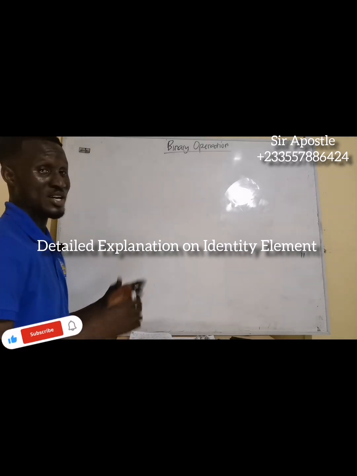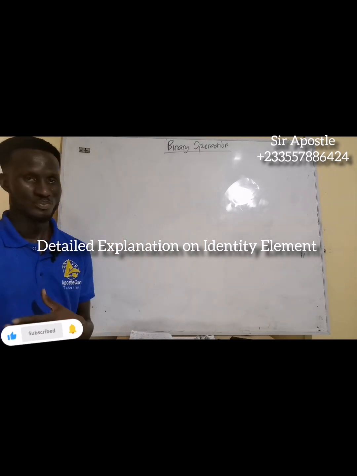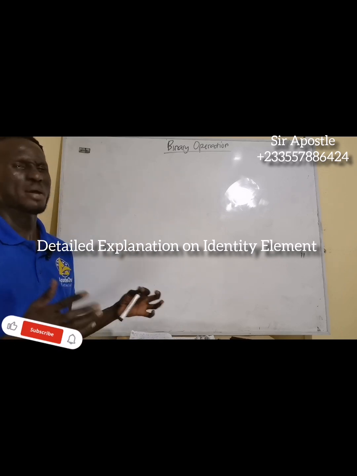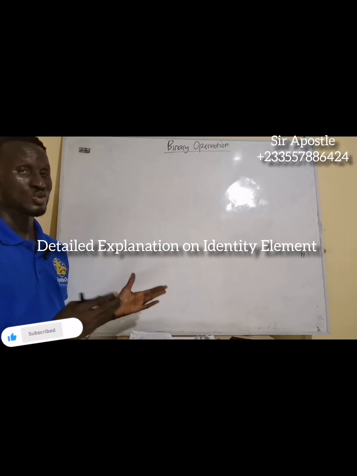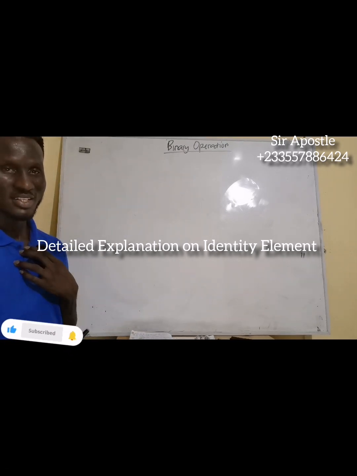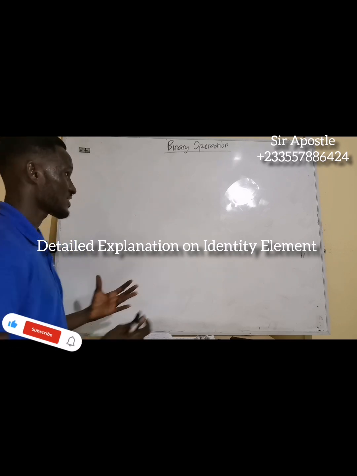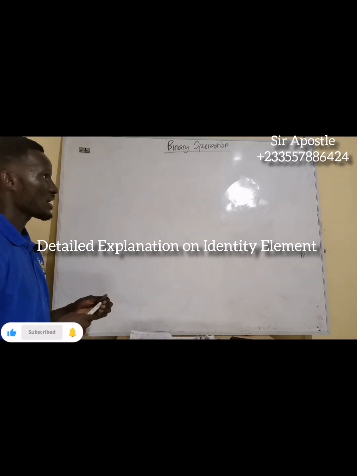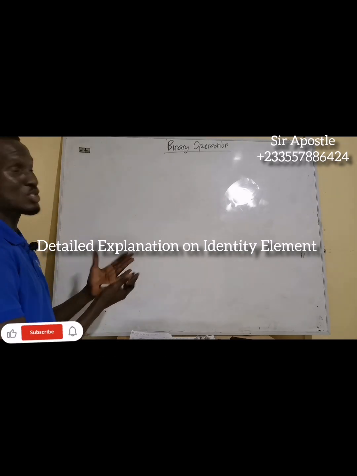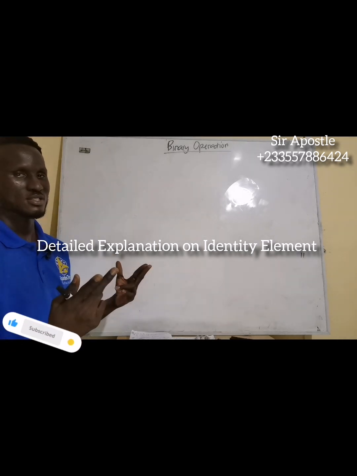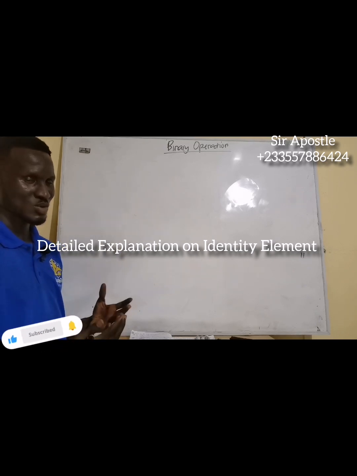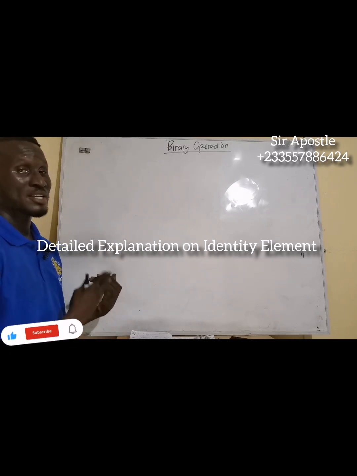Now let me talk about binary operation. Binary means two, and when it comes to indices or number bases, binary means two, which comprises only zeros and ones. Binary operation also means a situation where we combine two numbers with a particular operation. I will not say addition, subtraction or multiplication; this one we're talking about is binary operation.